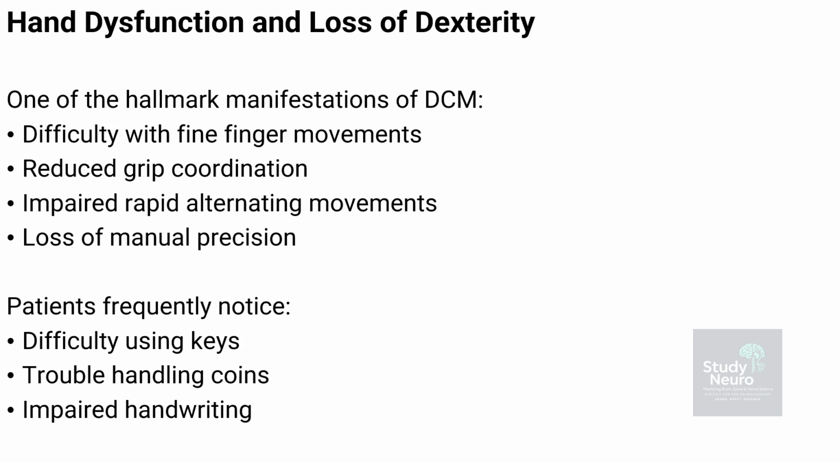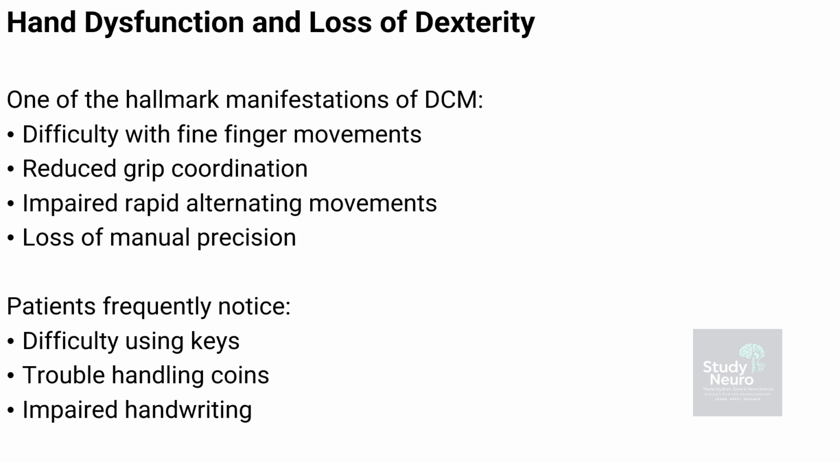Hand dysfunction is one of the most recognizable features of degenerative cervical myelopathy, and it reflects early disruption of the fine motor control pathways within the spinal cord that coordinate precise finger and hand activity. This is clinically important. Patients often lose smooth control of small, rapid hand actions, with reduced grip coordination and difficulty performing quick alternating movements, which together signal a decline in manual precision that is not explained by muscle strength alone.